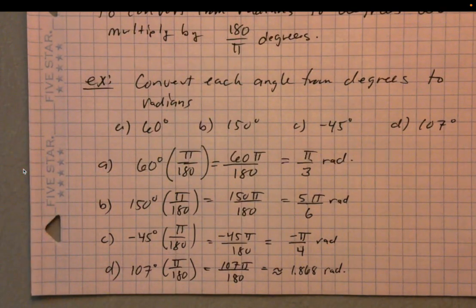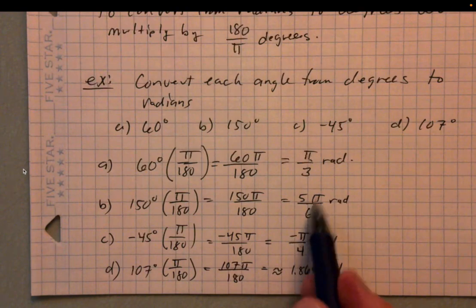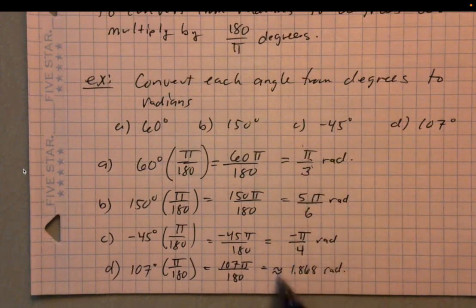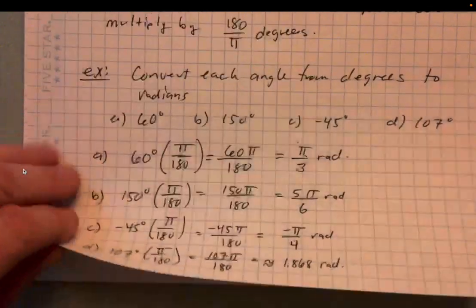It's fine to leave it as 107 pi over 180, but sometimes the ratios aren't that nice. These are all nice fractions. This one is a little unwieldy, so maybe the decimal's better. Okay, and so that's converting angles from degrees to radians. And so we can do the reverse operation. Let's do an example there.